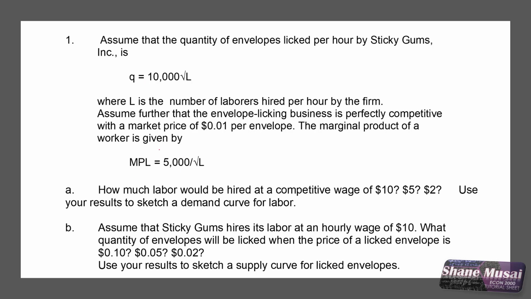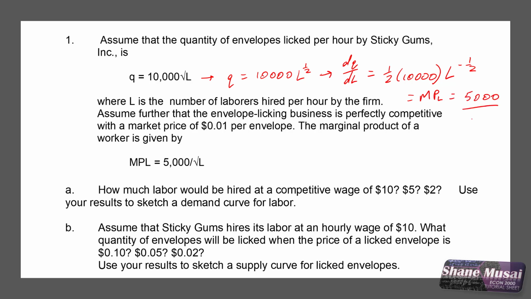Now, in most questions, it won't always give you the marginal productivity of labor. You could calculate it by taking the differential of this equation here. So this equation says 10,000 times L to the half, right? And if you take the differential, dQ over dL, you would have a half times 10,000 times L to the negative a half. And this is equal to your MPL, which is equal to 5,000 divided by the square root of L, which is exactly what we have here.